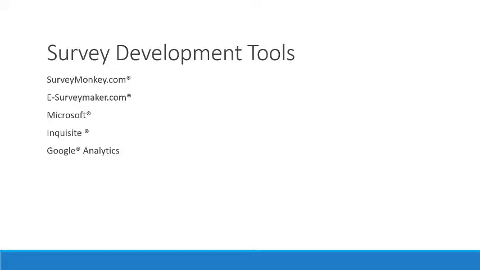SurveyMonkey is one of the best known online survey development tools and is relatively inexpensive. There are many others out there. Qualtrics has become both the standard and also very expensive. I love Qualtrics, but it's also getting very expensive. But there are a lot of tools out there for conducting surveys.